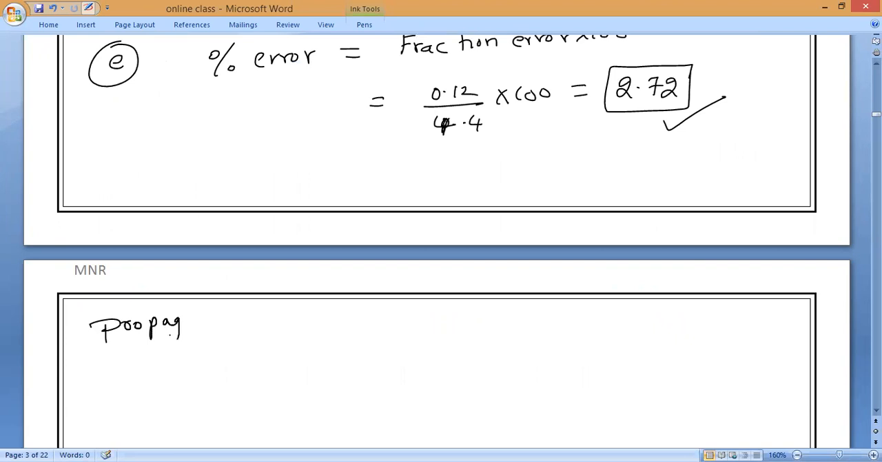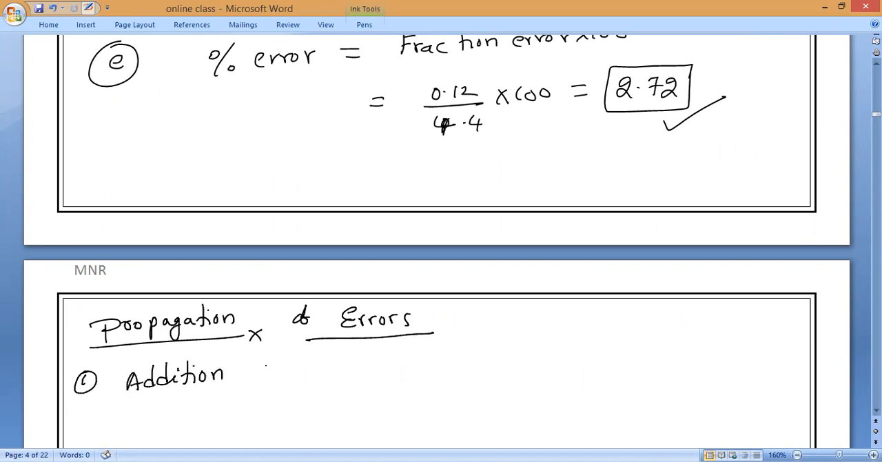Now, let us go to the propagation of errors. Addition and subtraction, how can we do it? Propagation of errors. We will take the first one, addition and subtraction. Write it. Is the above question completed or not? If it is completed, we'll go. Otherwise, I will wait.